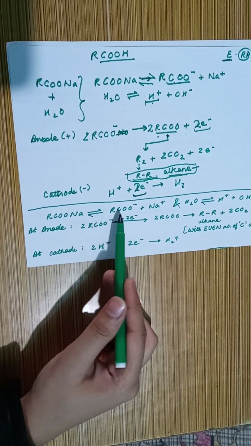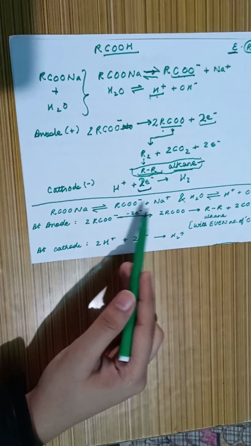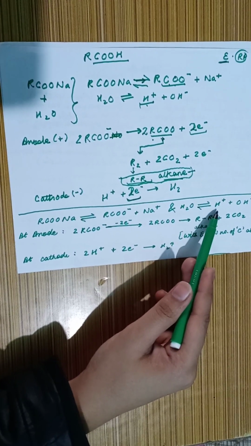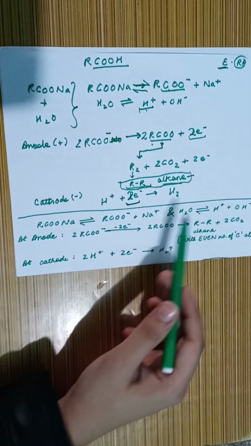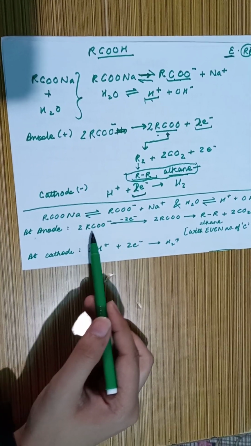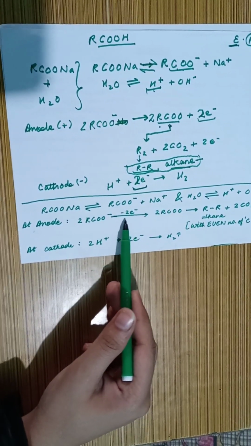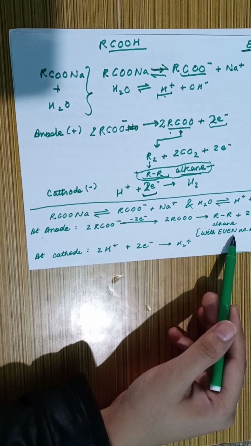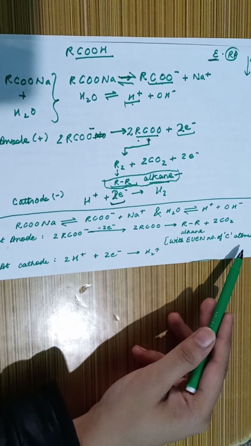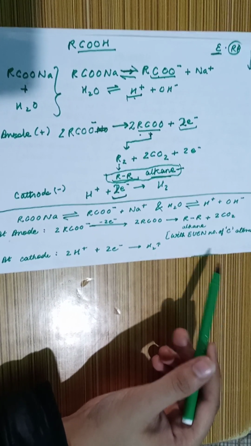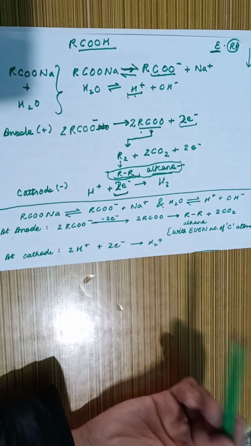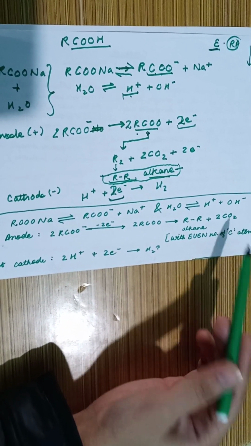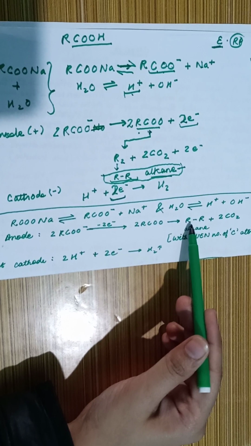RCOONa decomposes into RCOO negative carboxylate ion and sodium ion, and H2O will decompose into H positive and OH negative. At the anode, 2 carboxylate ions will give 2 electrons. From this, we will get an alkane with an even number of carbon atoms. Methane cannot be prepared, propane cannot be prepared, pentane cannot be prepared, heptane cannot be prepared. And we will get 2 carbon dioxide. That is not very important, our main product is the alkane.